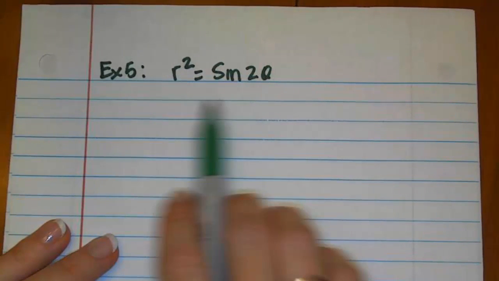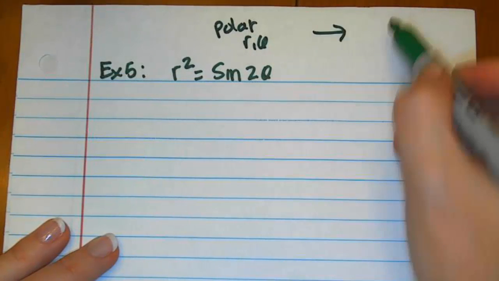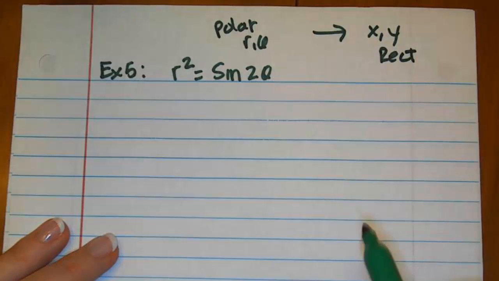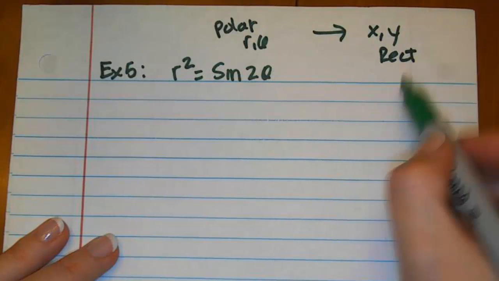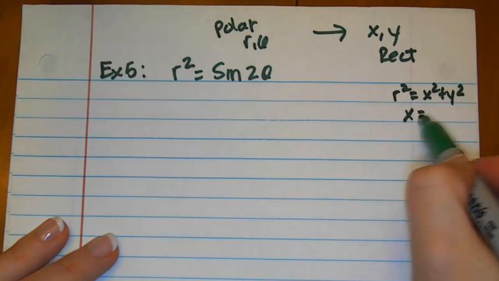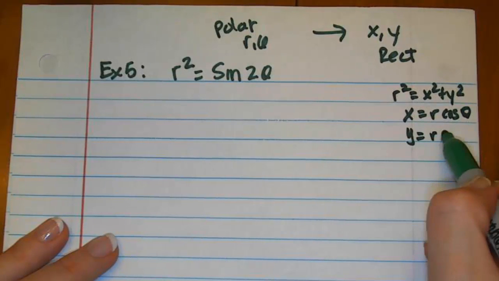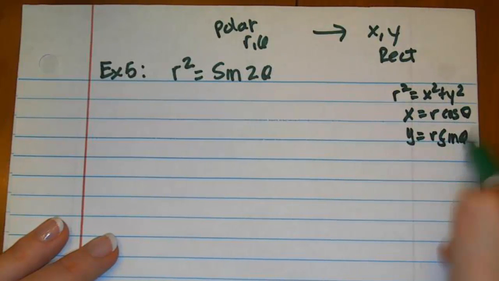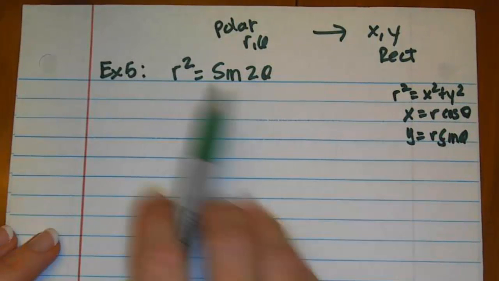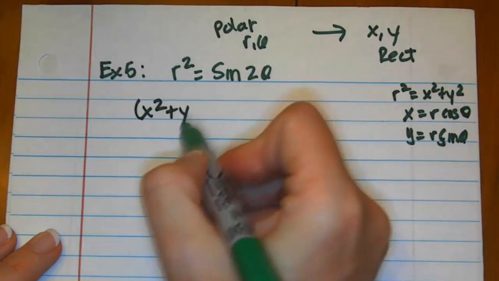Here we are at example 5, r squared equals sine 2 theta. Again, the clues that tell me this is polar are that I see r's and thetas, and we need to convert this to something that only has x's and y's in it so that it is a rectangular graph. So again, some things that I know are that r squared is equal to x squared plus y squared, and I can substitute r cosine theta in for x, and r sine theta for y. So I could go ahead and put in x squared plus y squared for r squared. That's a step in the right direction.